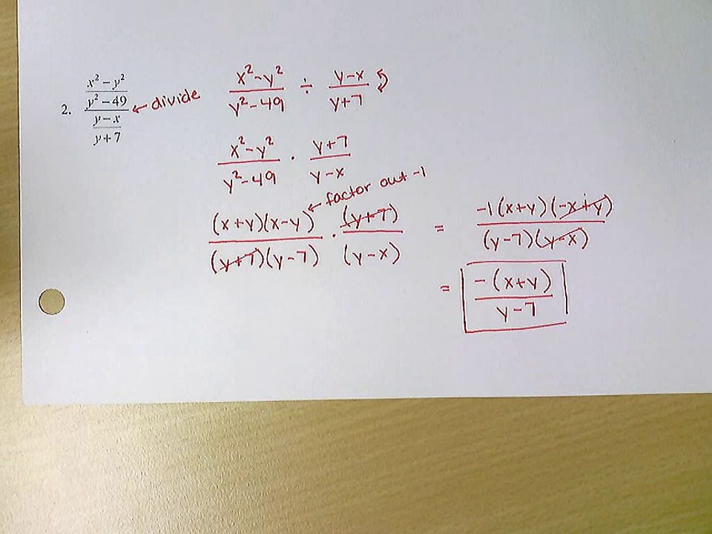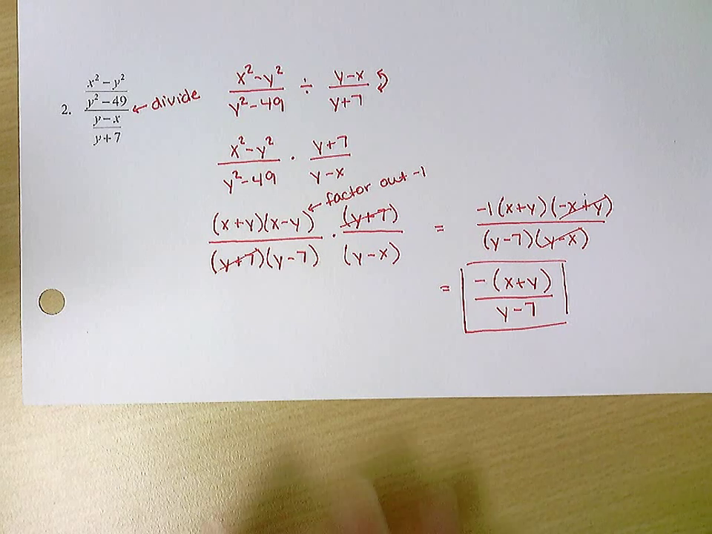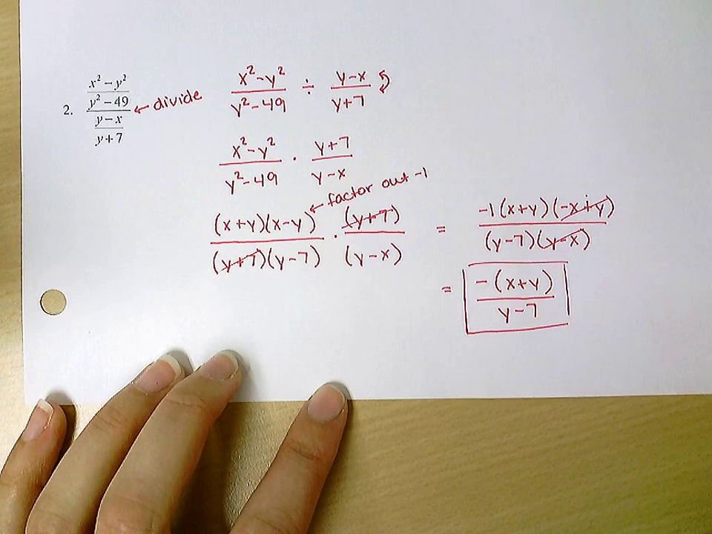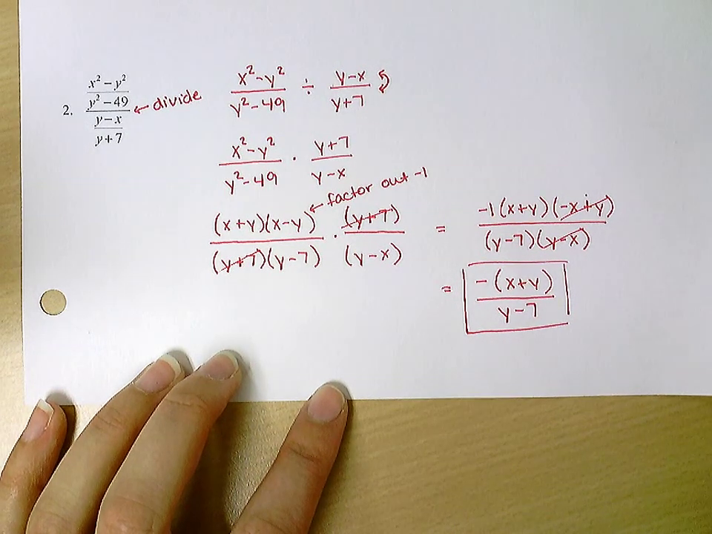Okay? Questions on how I set up number 2? How I simplified number 2? Do you have questions on how I simplified? Did we get it all copied down? You're with me?